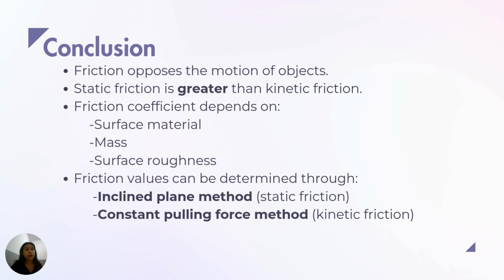For the last is the conclusion. Friction opposes the motion of an object. Static friction is greater than kinetic friction, and the friction coefficient depends on surface material, mass, and surface thickness. And the last is friction values can be determined through the inclined plane method for static friction, and the constant pulling force method for kinetic friction.